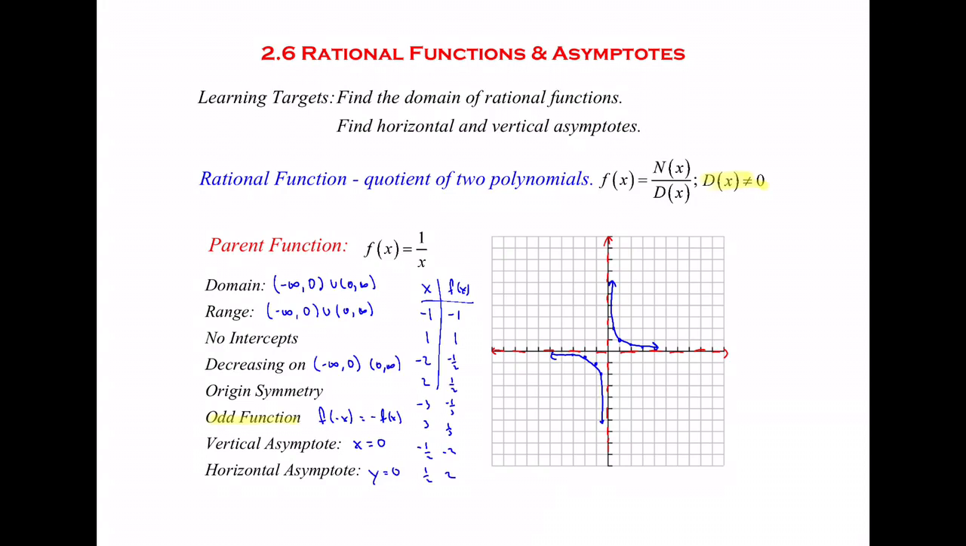So there's the parent function of the rational function 1 over x. And we'll do more on the graphing side when we get to section 2.7, but I wanted to at least show you what the parent function looked like and what some of the features are as well.